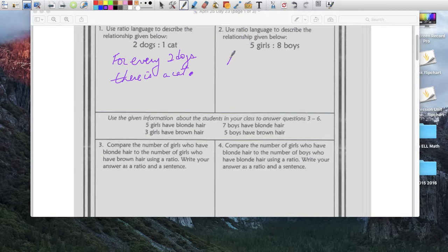Here, for every 5 girls, there are 8 boys. Could be a party, could be a league, could be a dance or something. Wherever there's a big amount of children, the relationship is that for every 5 girls, there are 8 boys. Okay.